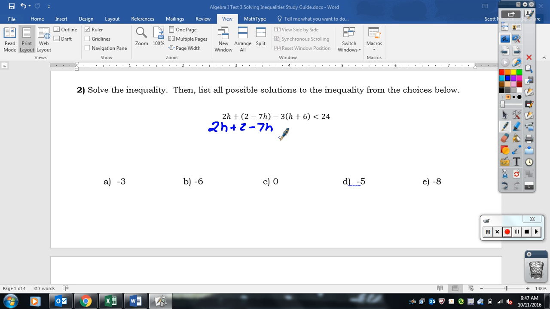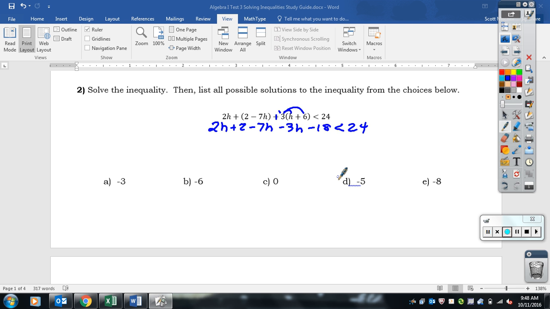A lot of students will distribute the number 3. That would be incorrect. You're not distributing 3, you're distributing a -3. And that's a subtraction sign. Again, keep, change. It's a -3 being distributed. -3 times h is a -3h. -3 times 6 is a -18, is less than 24.